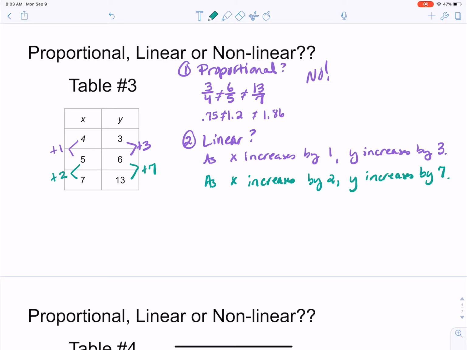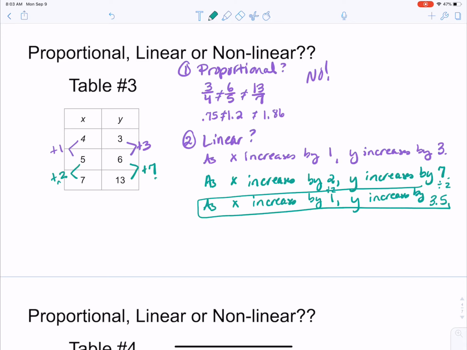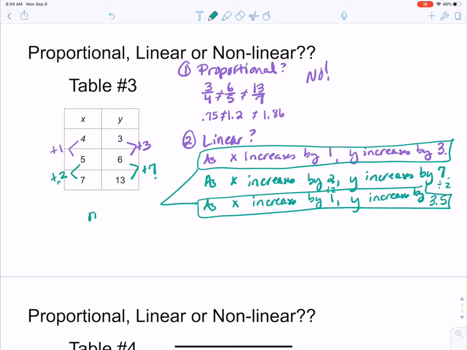And if we were to take this green sentence from that second set of increases, if we wanted to make this by 1, we would have to divide by 2. So if we divided by 2 here, 7 divided by 2 is 3.5. So our sentence would be, as x increases by 1, y increases by 3.5. And if you look at this sentence and this sentence, you notice they're not the same. As x is increasing by 1, y is increasing by different amounts, which means that there is not a constant rate of change. And if there's not a constant rate of change, then it is non-linear.